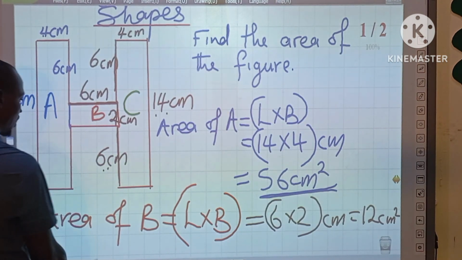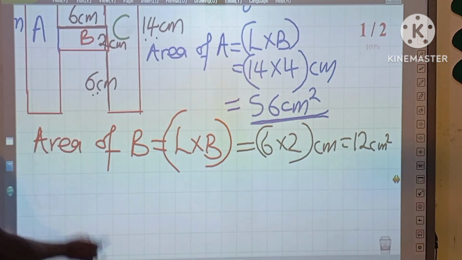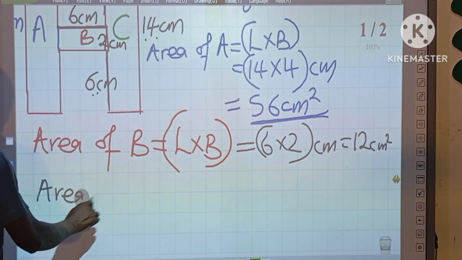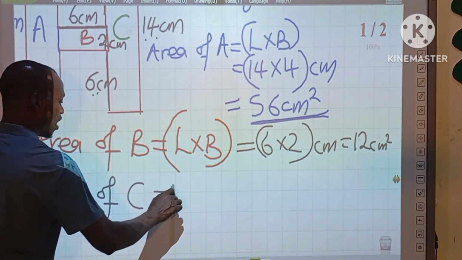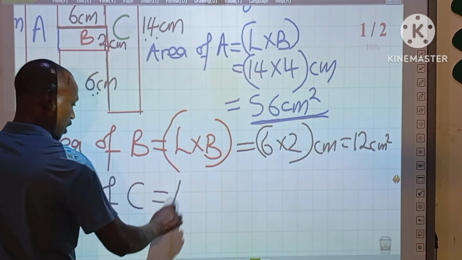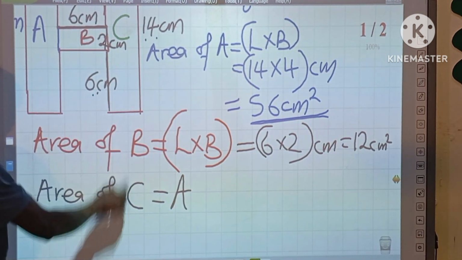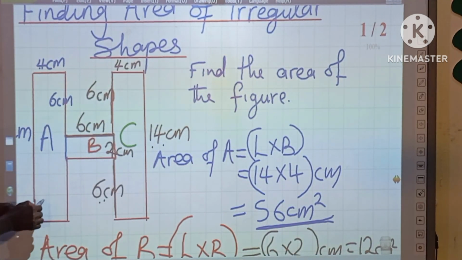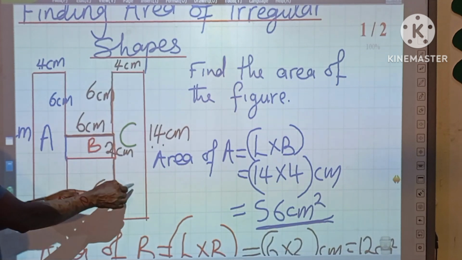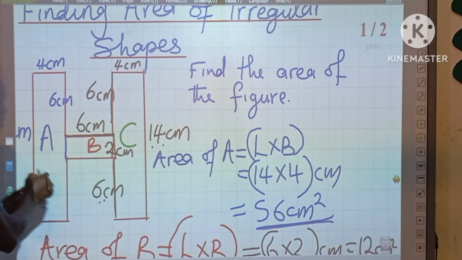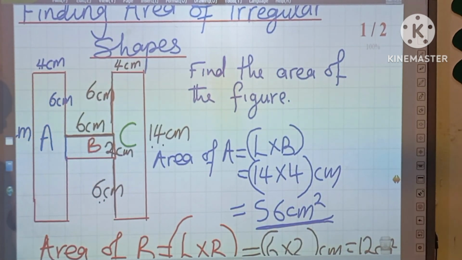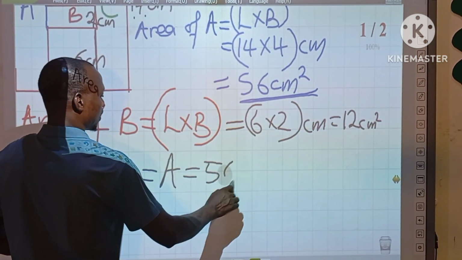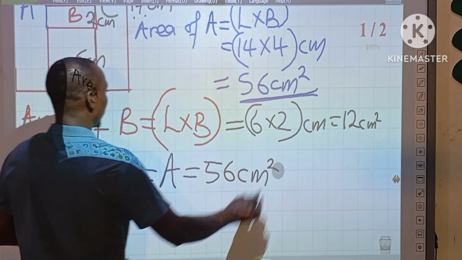Now we'll take the next part, shape C. Now from our question, area of C is the same thing as area of A, because shape A and shape C are the same. They are the same shape. So area of A is equal to area of what? C. So C is equal to A, and A is 56 centimeters. So our C will simply become 56 centimeters squared.